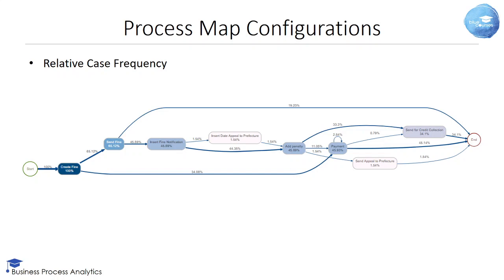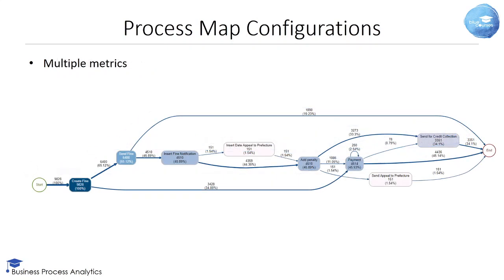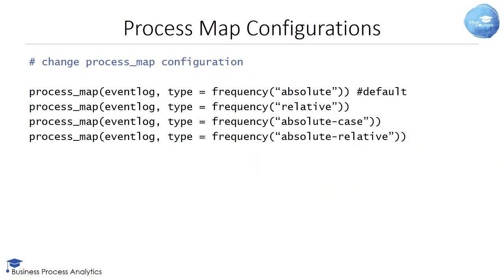This example shows us that often it is interesting to take more than just one metric into account when looking at a process map. In bupaR, up to 2 metrics can be added to a single map. In this map, we see both absolute case frequencies as well as relative case frequencies between parentheses. Changing the number shown in the process map can be done in R by changing the parameters of the process map function. In particular, the parameter type can be set to different profile functions. For a frequency process map, we use the frequency profile function, where we can set the particular values that we want to show.